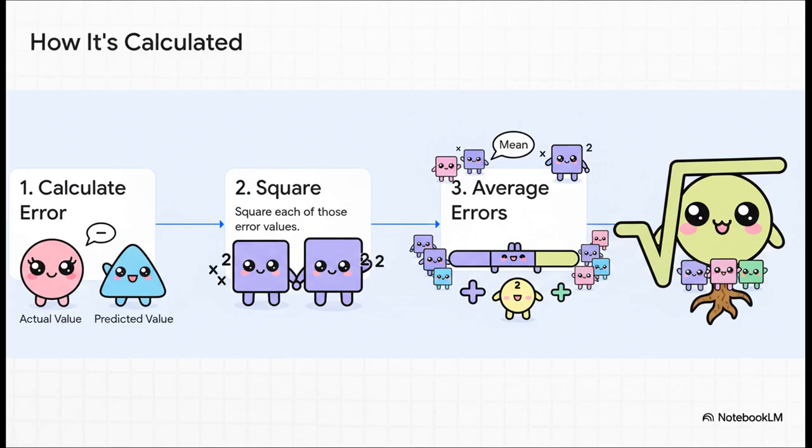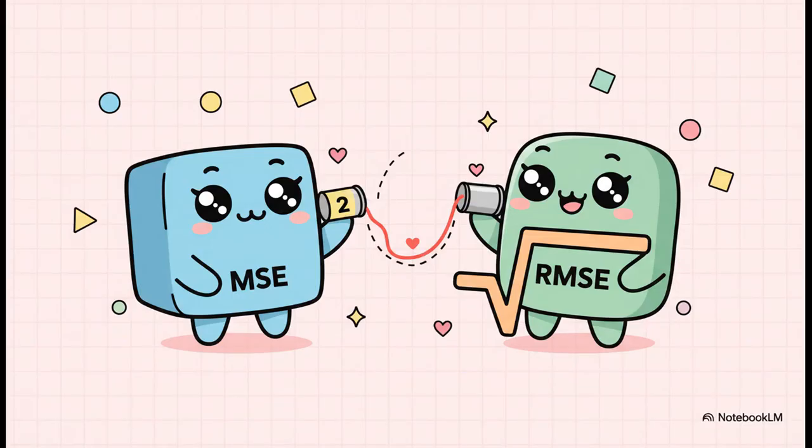Error, square, mean, root. And this brings us to a really vital point. If you stop right before that last step, before taking the square root, you've got another key metric called the mean squared error, or MSE. So RMSE is simply the square root of MSE. This connection is going to be a really big deal in a few minutes when we start to break down why our models make mistakes.